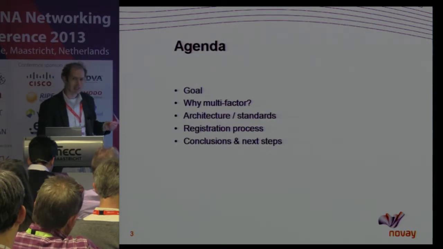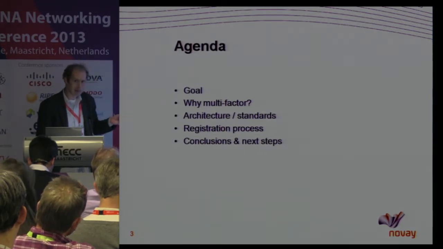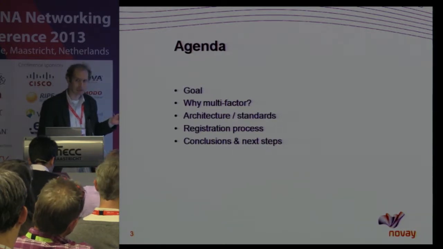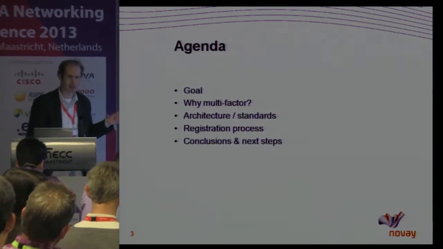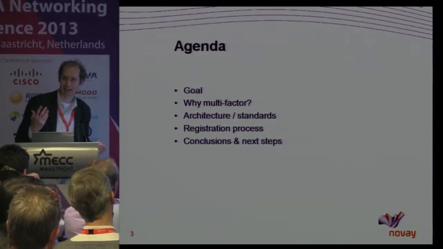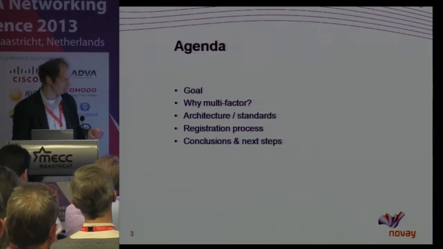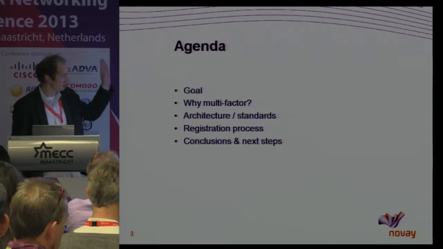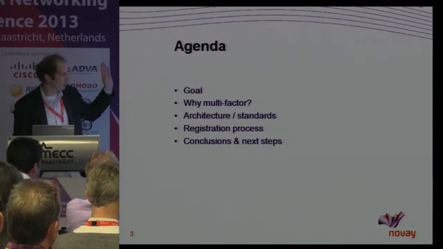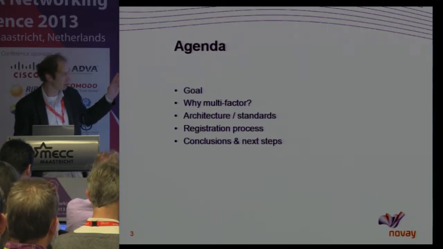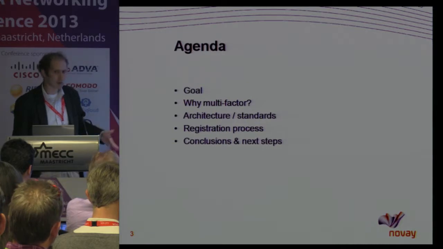What I want to explain here, and my key takeaway message, is that if you're introducing multi-factor authentication, it's not just giving users an extra token. You're doing this because you want to have more identity assurance. That's my key message. So it's not just about the tokens, it's also about the processes. I'm going to talk about multi-factor, about architecture and standards. How do you do this in a federation? And also about processes.